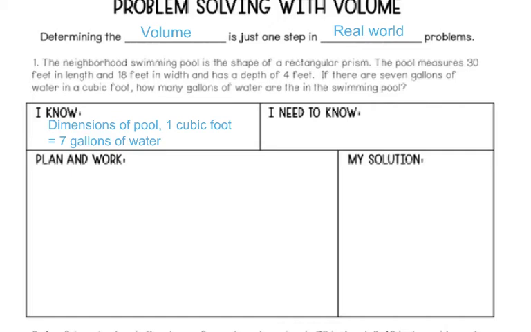Next, we need to figure out what I need to know. This usually comes from the last sentence of the question. The last sentence of this question says, how many gallons of water are in the swimming pool? So what I need to know is how many gallons are in the swimming pool. Next, we're ready for our plan and work.